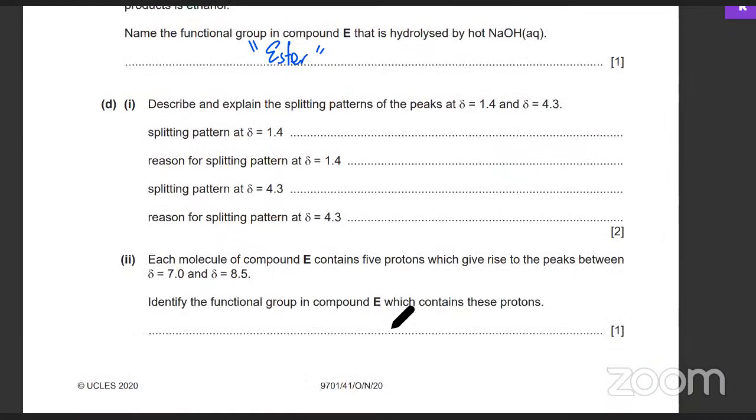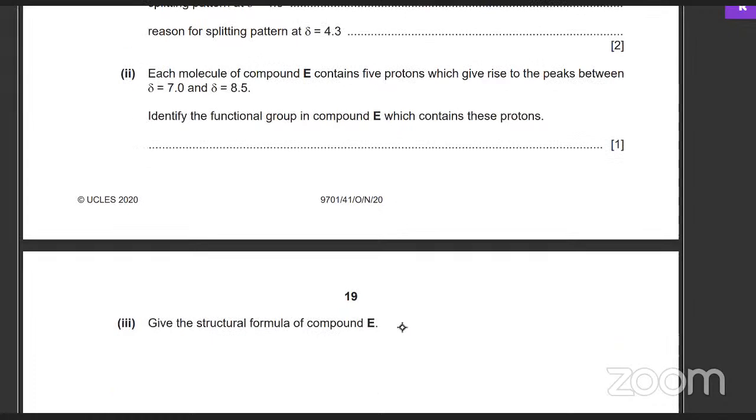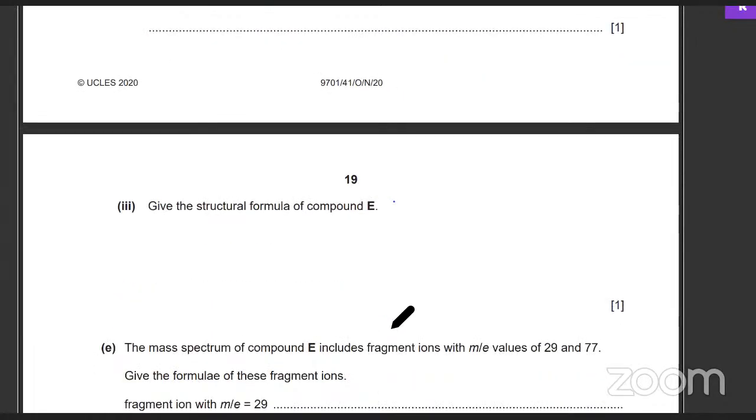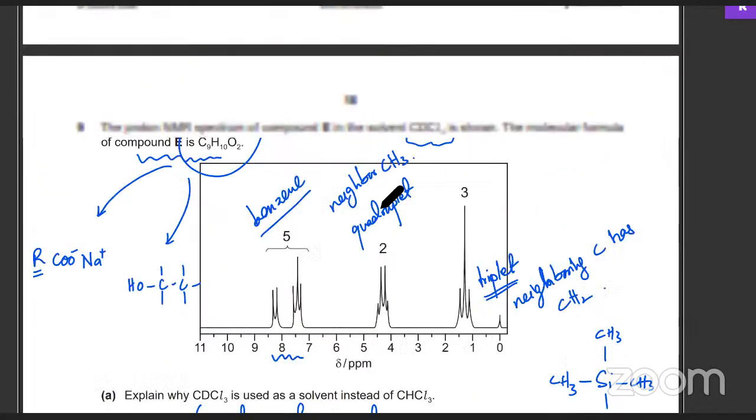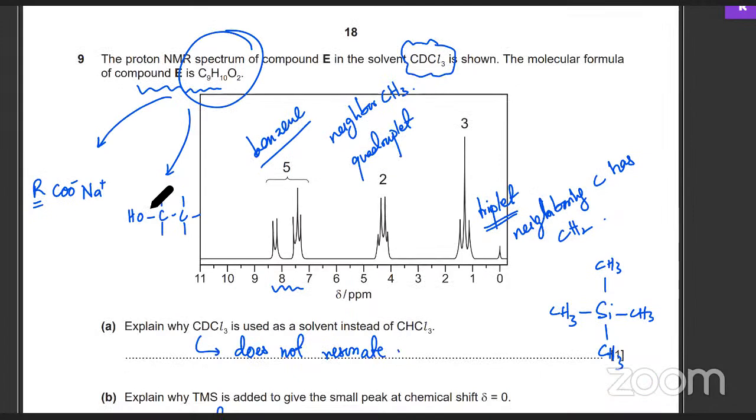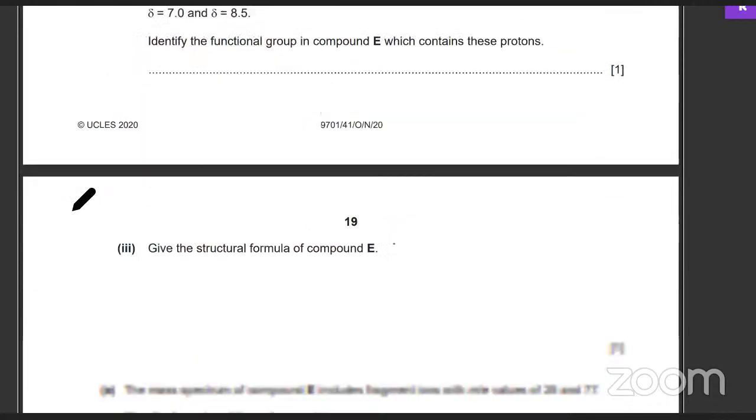Here again, 1 mark for that. So this one is benzene. We've answered that. Now give the structural formula of compound E. So we now have to make the structural formula of compound E. So we got pretty close to it early on, that I knew that it was an ester, which was forming ethanol, and the rest of the carbons were on the other side.